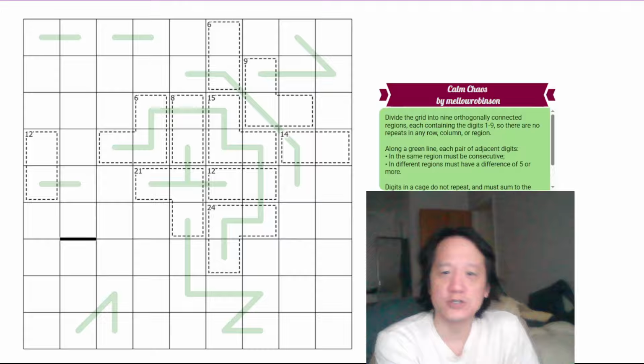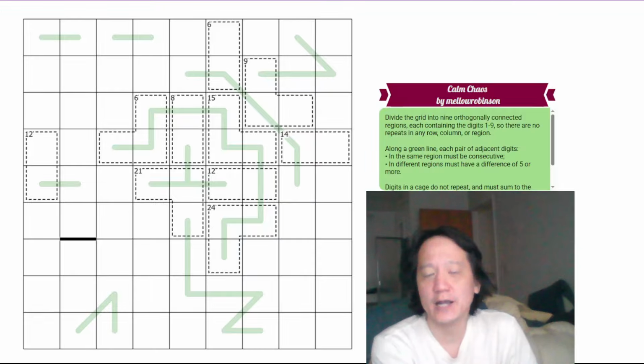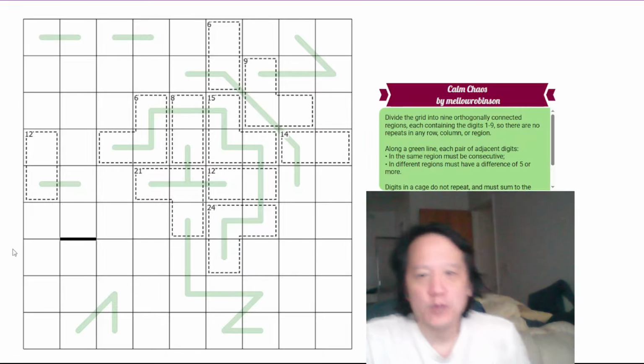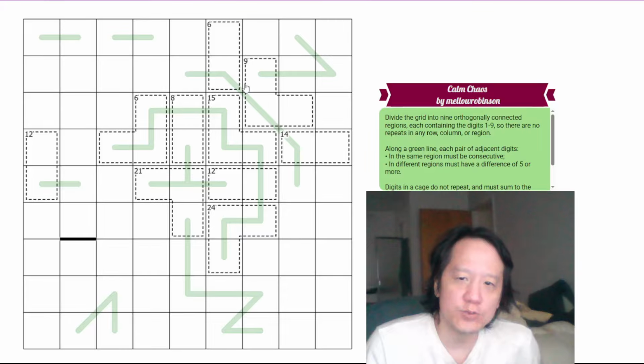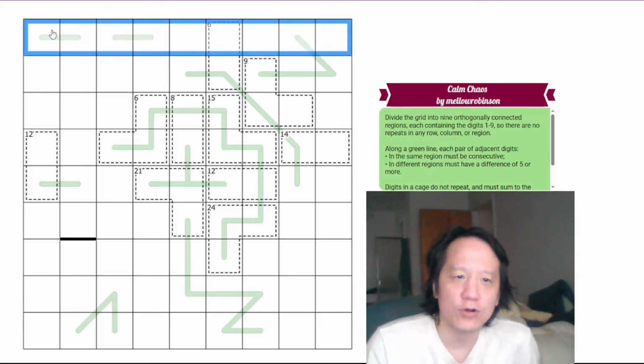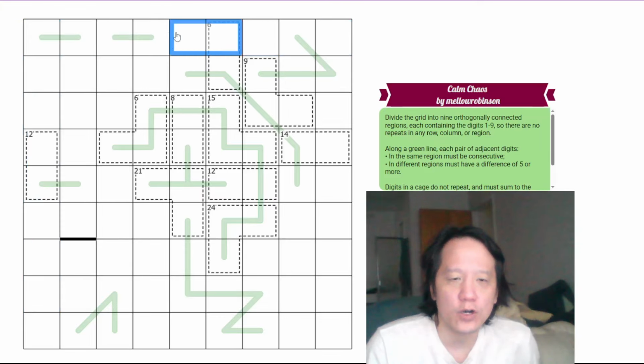Anyways, this puzzle is called Calm Chaos by Mello Robinson. And here are the rules. We need to divide the grid into 9 orthogonally connected regions, each containing the digits 1 through 9, so that there are no repeats in any row, column, or 9-cell region.